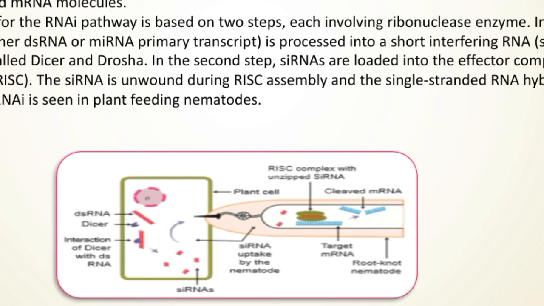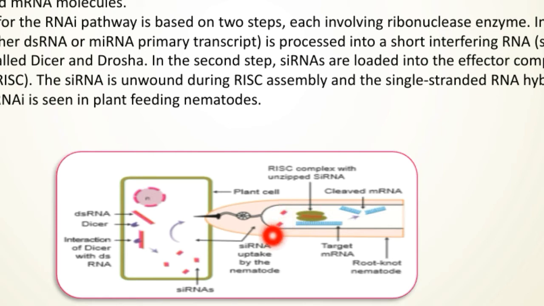So this double-stranded RNA, by using these enzymes, is cut into short interfering RNA. Here you can see this RNA is made into short segments, so it is called short interfering RNA. And in the second step, the siRNA is loaded into the effector complex.